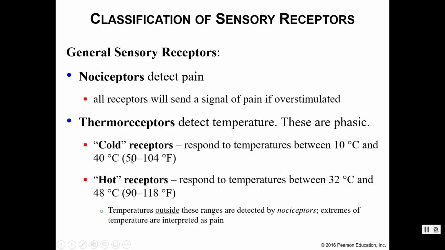Now, notice that just kind of overall, this is somewhat of a narrow temperature range. Temperatures outside of these ranges basically get detected by nociceptors instead, and so we experience extreme hot or colds as actual just pain. So hot things, they're not necessarily just hot, they're painful. Really cold things aren't necessarily just cold, it's painful.